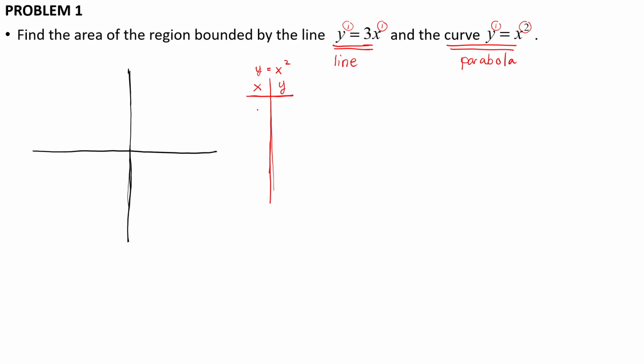So let's say the value of x is 3, so y is equal to 9. Then 2, 4. And then 0, 0. If x is negative 1, we have positive 1. Then negative 2 is 4. Then negative 3 is 9.